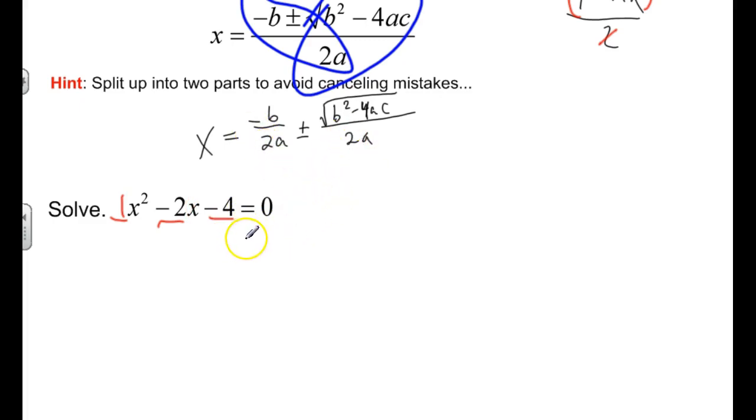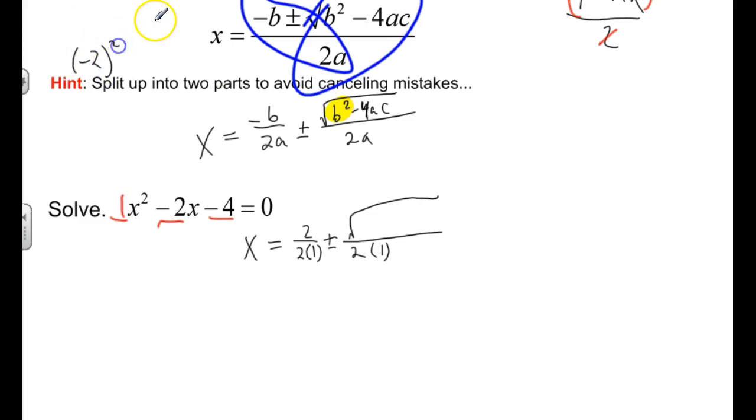Following the form here, we get x equals opposite of b, which is opposite of negative 2, which is 2, over 2 times a, which is 1, plus or minus the square root of. Now you've got to be careful on this step, this b squared, because that's always going to be a positive value. Even if b is negative, like here, negative 2, when you square it, it's going to be positive. If you write that out, you'll want to write it in parentheses, negative 2 squared.